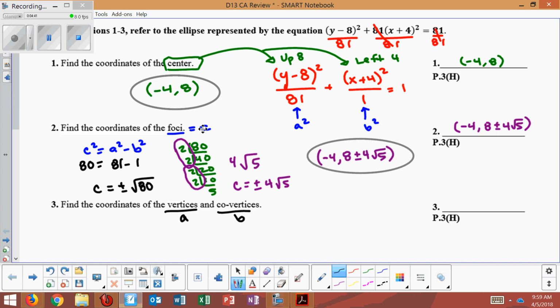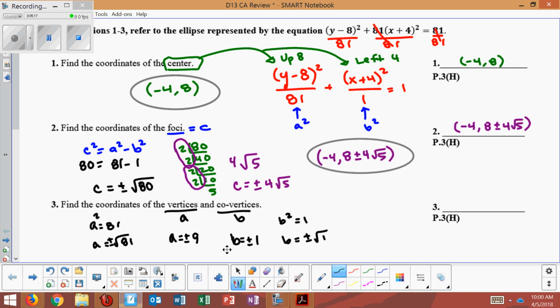That's how A, B, and C are related. C is foci, A is vertices, B is covertices. Now we said A squared is 81, which means A equals, when you take the square root, plus or minus 9, because 9 is the square root of 81. B squared equals 1, so B equals plus or minus the square root of 1. I forgot the plus or minus here.